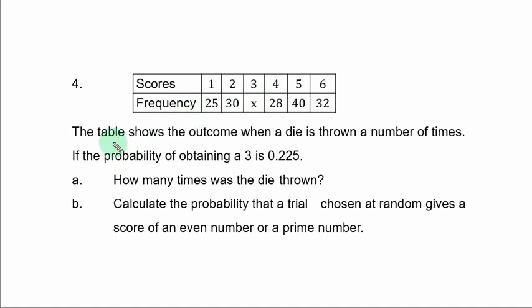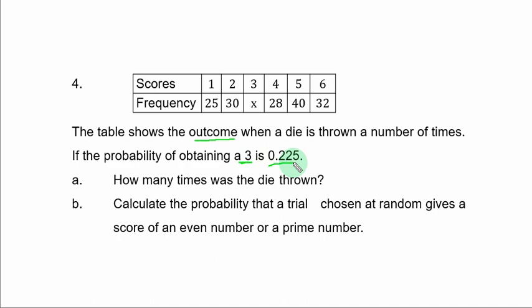Question 4. The table shows the outcome when a die is thrown a number of times. If the probability of obtaining a 3 is 0.225. A part of the question. How many times was the die thrown?